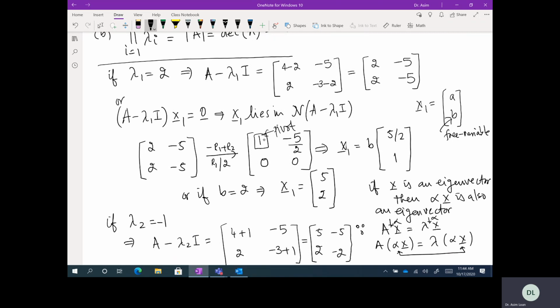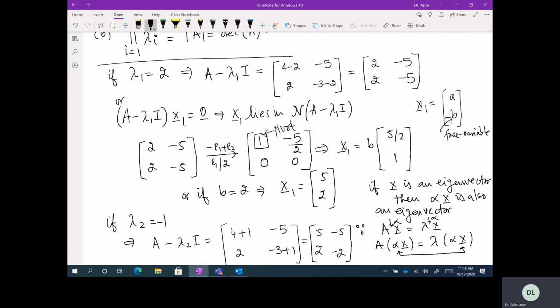So this is a pivot variable, and this one is a free variable. The answer is in terms of the free variable. So this is 5 by 2 times the free variable, and the free variable is equal to itself. For convenience, I can take B to be any value, and I choose B equal to 2, so that I don't have to deal with fractions.